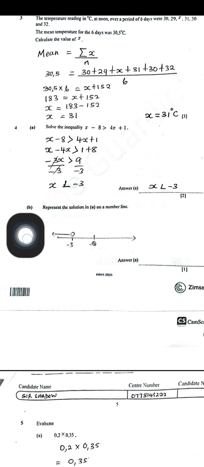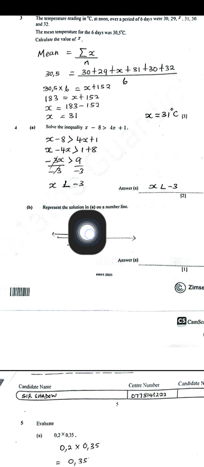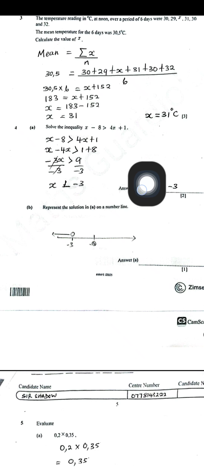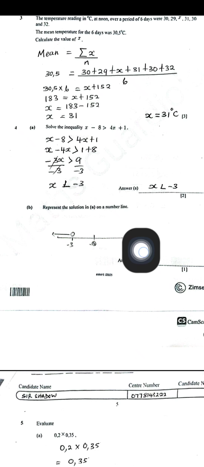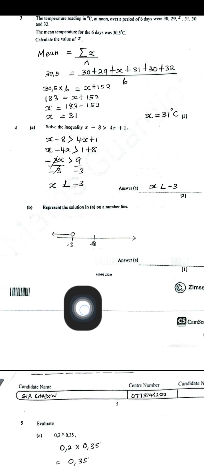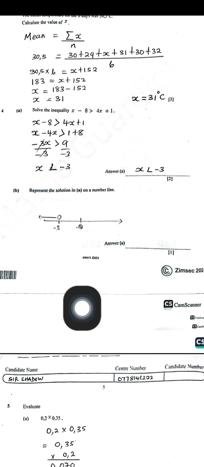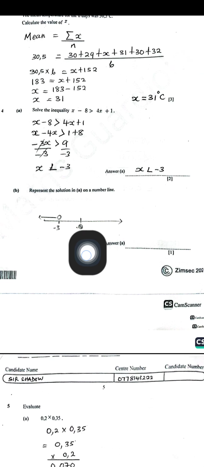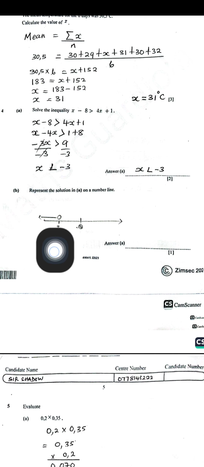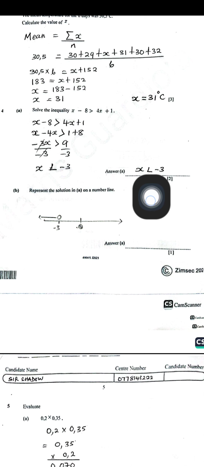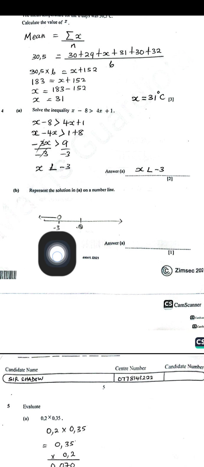And we were told to attack part B, where we want to represent the solution in A on the number line. Here the solution is x less than minus 3. So to indicate the solution on the number line, you draw a number line, then you put 0 at the midpoint right here. Then you take the value x less than minus 3. Here is positive, here is negative. You just choose any point randomly. Here is minus 3, right?